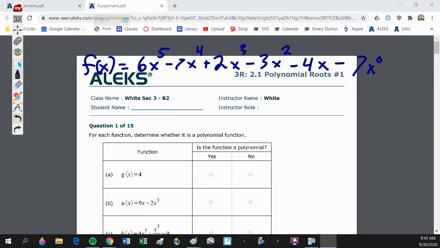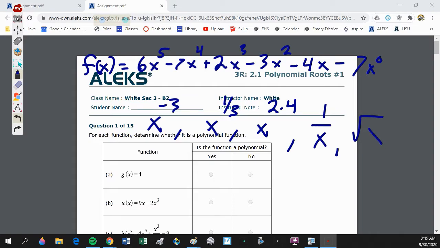So here are the things that polynomials don't have. You'll never see x to the negative 3. That breaks the rule. Same with x to the 1/3, or x to the 2.4, or even 1 over x, or the square root of x. All of those things are against the rules when it comes to polynomials. So in this first problem, you just have to go through and list which ones are polynomials and which ones are not.